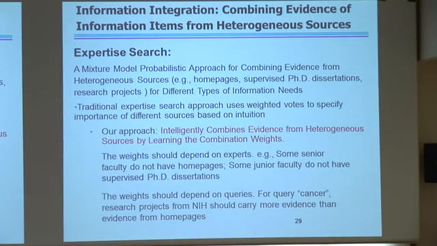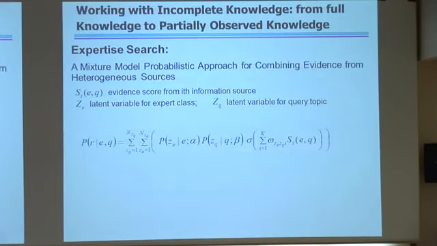So for this type of query, this particular example about cancer research, we probably would like to place a larger weight on research projects from NIH or other types of publications instead of information on home pages. On the other side, if this is about music or administration positions, then information from the home page probably will be more important. So this is our intuition.